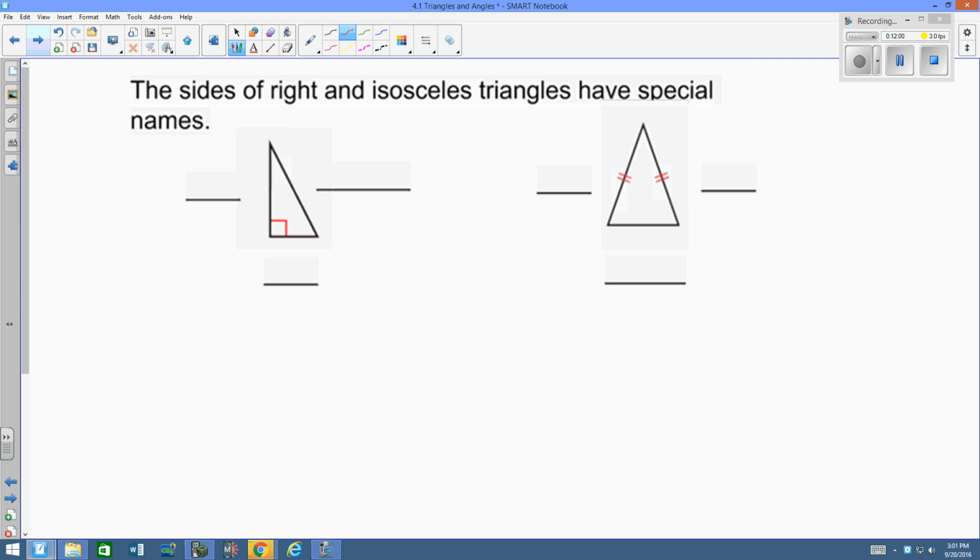All right, so this one's a right triangle, so the two sides touching the right angle are called legs. And then the third side will be called the hypotenuse. Here we see that two sides are the same as each other, so this is an isosceles triangle. So the two sides that are the same are called legs, and then the third side is called a base.